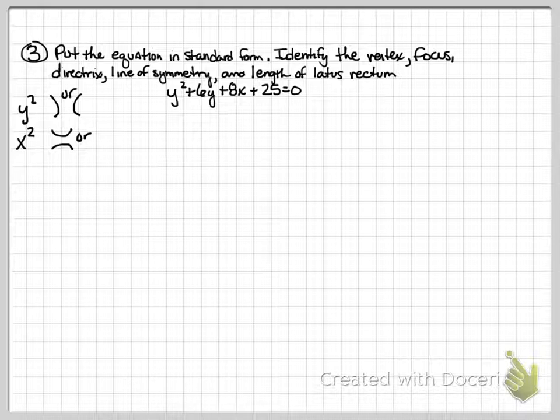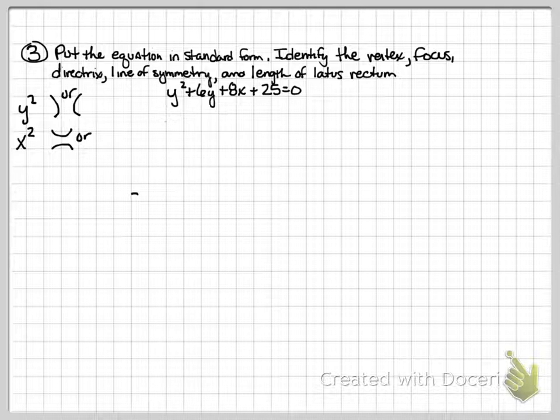Now to determine whether it opens right or left or up or down, that's where that part of that 4p comes in. If our 4p is negative, it's going to make us have a negative parabola. It's going to have us opening in the opposite direction. So the only way we can tell which way our parabola is opening is by completing the square. Now the equations for a parabola look a little weird. The key thing is we're still going to complete the square, so I'm going to leave my y squared on this side. I'm going to move everything else to the other side.